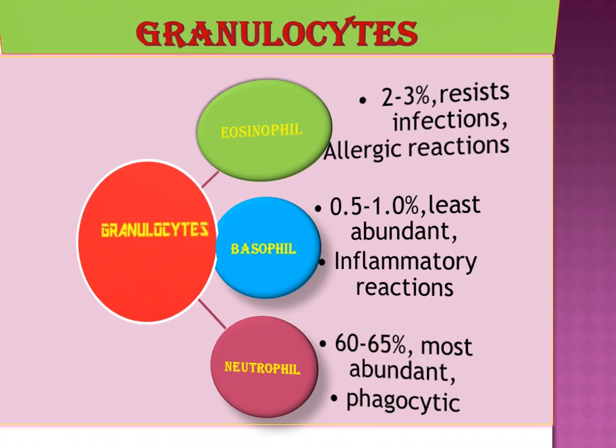Eosinophils are 2 to 3%. They resist infection. They are responsible for allergic reactions. Basophils are 0.5 to 1%. They are least abundant WBC. They are involved in inflammatory reactions. Neutrophils are 60 to 65%. They are most abundant of all WBCs. They are phagocytic, that is engulf microbes.